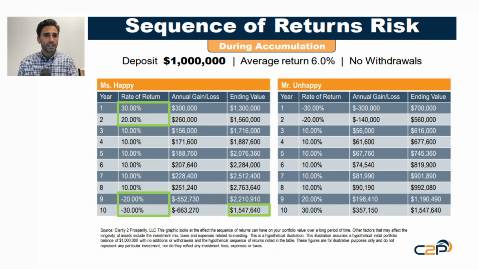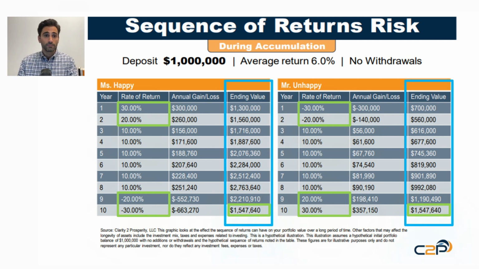Now let's shift our eyes over to Mr. Unhappy. All we did here is we reversed the order of Miss Happy's returns. So instead of Mr. Unhappy starting his accumulation phase with a couple good years and ending with a couple bad years, he starts with a couple bad years in the market and he ends with a couple good years. He starts with $1 million, and what did he end with? Exactly the same amount as Miss Happy, $1,547,640, just as we'd expect. Since they're in their accumulation phase, they are saving money, and the average return tells us the full story.